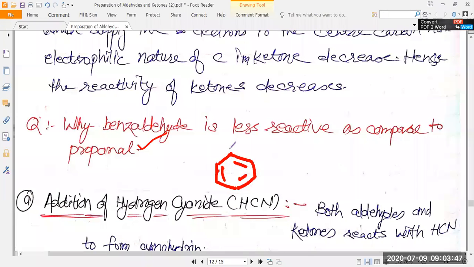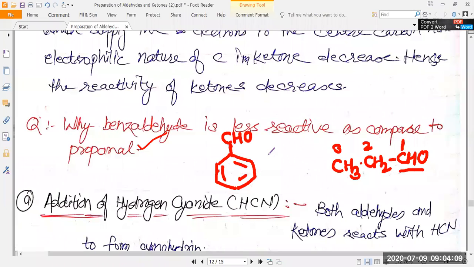It is benzaldehyde. And this is the structure of propanol. This is propanol, number of carbon 3: 1, 2, and 3, and a CHO group is attached. So propanol, and this is benzaldehyde. So benzaldehyde is less reactive as compared to propanol.